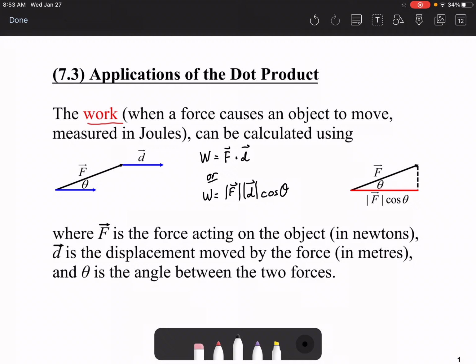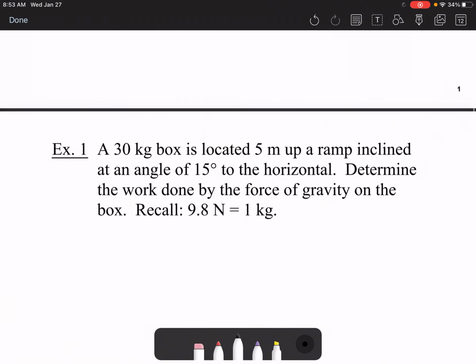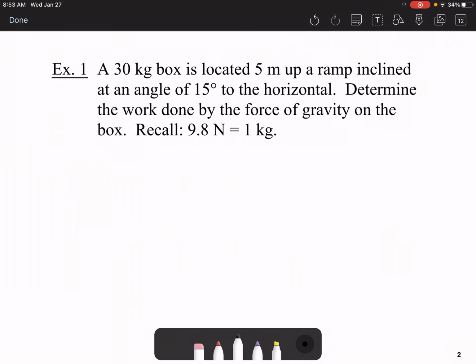So let's take a look at this in the context of a problem. Please realize force is measured in newtons and displacement is measured usually in meters. Okay, so a 30 kilogram box is located 5 meters up a ramp, inclined at an angle of 15 degrees to the horizontal. Determine the work done by the force of gravity on the box. So in other words, how much energy is being produced by taking the box and pulling it down the ramp. So let's take a look here.